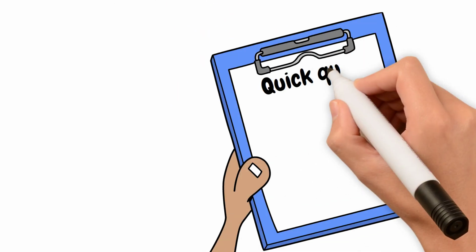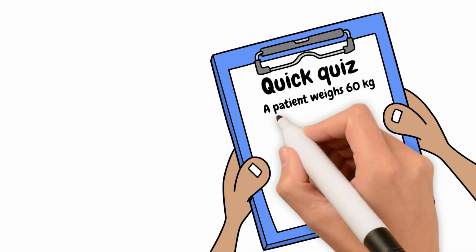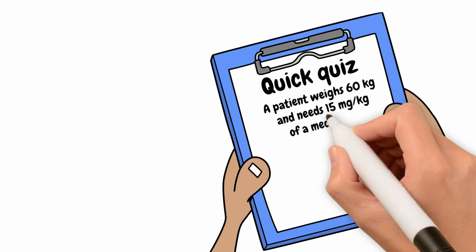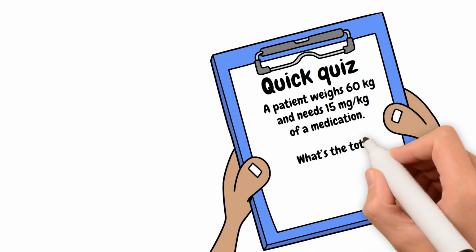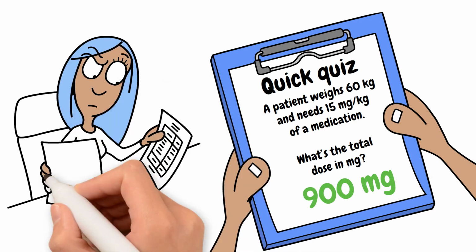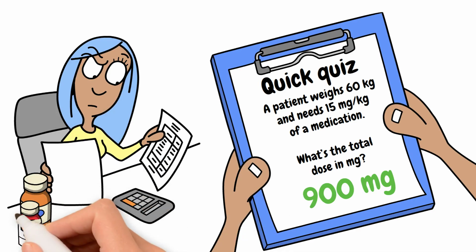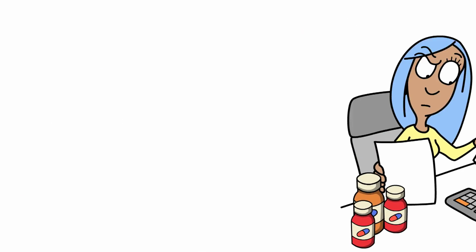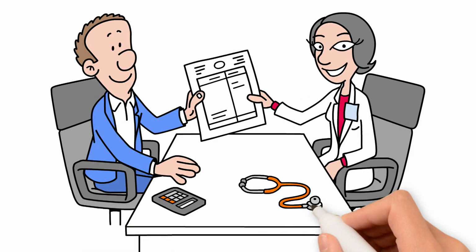Quick quiz: a patient weighs 60 kilograms and needs 15 milligrams per kilogram of a medication. What's the total dose in milligrams? That's right, 900 milligrams. You'll use these types of calculations every day, from IV prep to pediatric dosing. And the more you practice, the more confident you'll be.